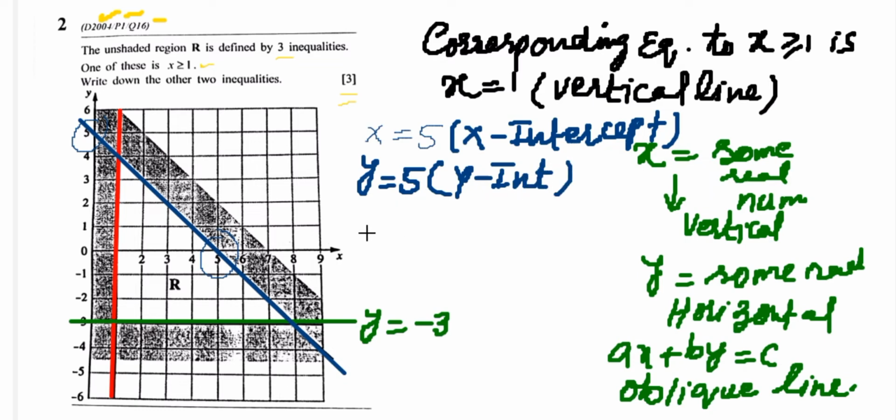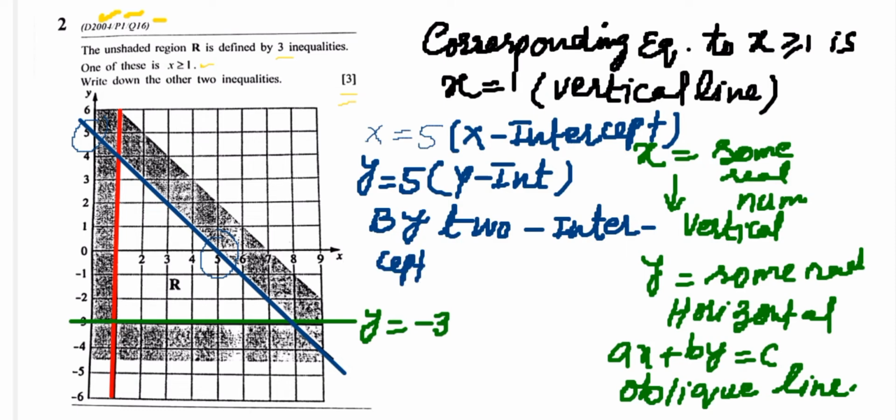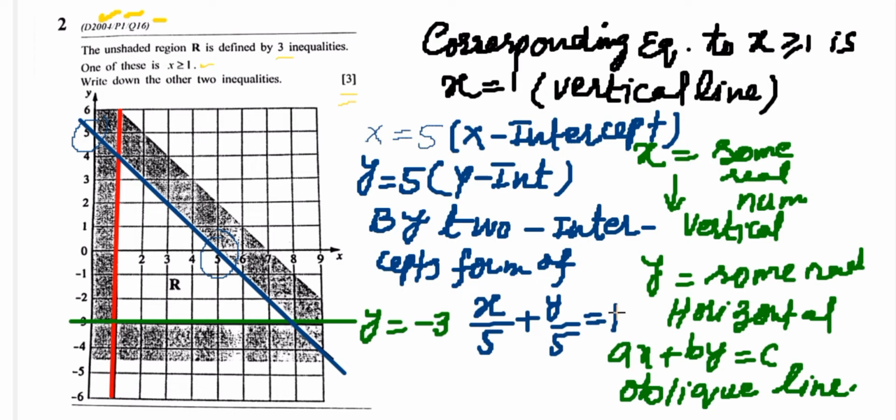Now to find the equation of this line, we use the two intercept form of a line. The two intercept form has the formula x over the x-intercept, that is 5 here, plus y over the y-intercept, that is 5 here, is equal to 1. The right side of the two intercept form is always equal to 1. Now multiply on both sides by 5. We have x plus y is equal to 5. So this is the equation of the third line.